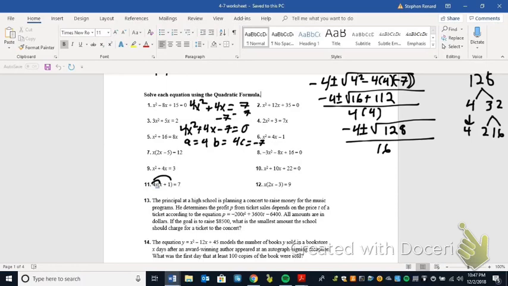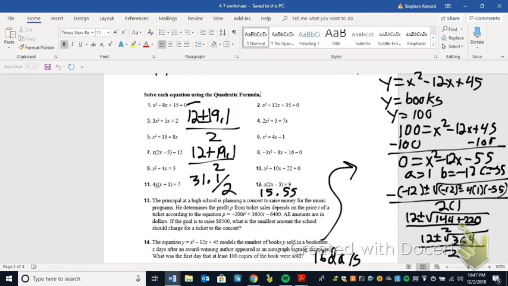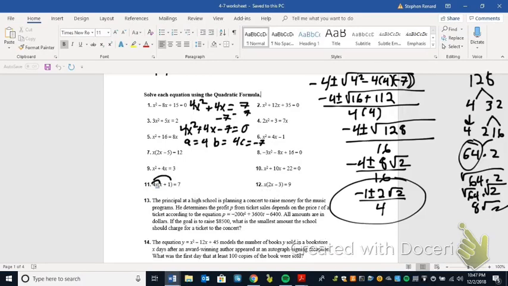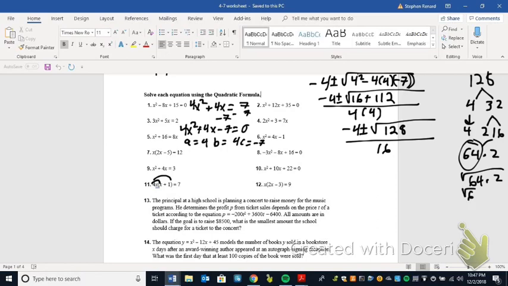I know that 32 is 2 times 16. So when I'm looking at this, I see that 4 is a perfect square and I see that 16 is a perfect square. And then in my mind, I go, hey, that's 64 times 2, which gives me 8 radical 2. So now I have negative 4 plus or minus 8 radical 2 over 16. All of those, 4, 8, and 16, are divisible by 4. So I have negative 1 plus or minus 2 radical 2 over 4.